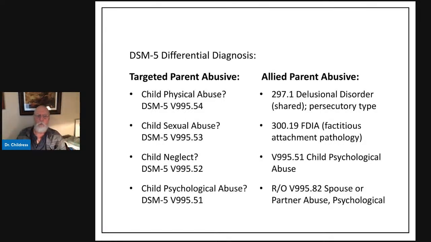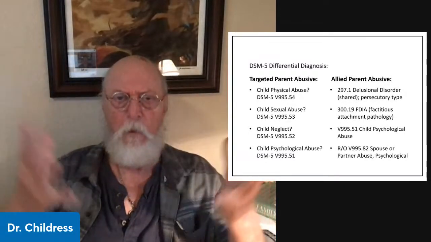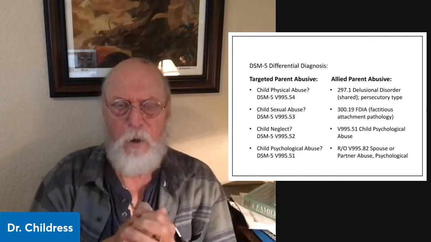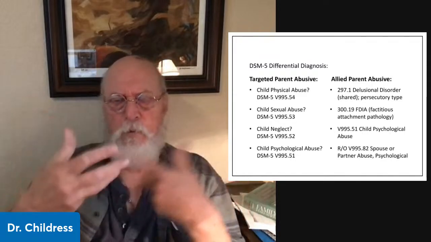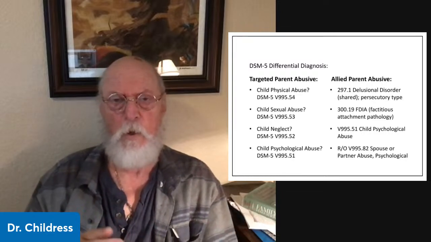So there's your differential diagnosis for all cases of a child rejecting a parent. So it's either the targeted parent who's doing it, or it's the allied parent who's creating a false attachment pathology. So that's what we need to work out and decide.